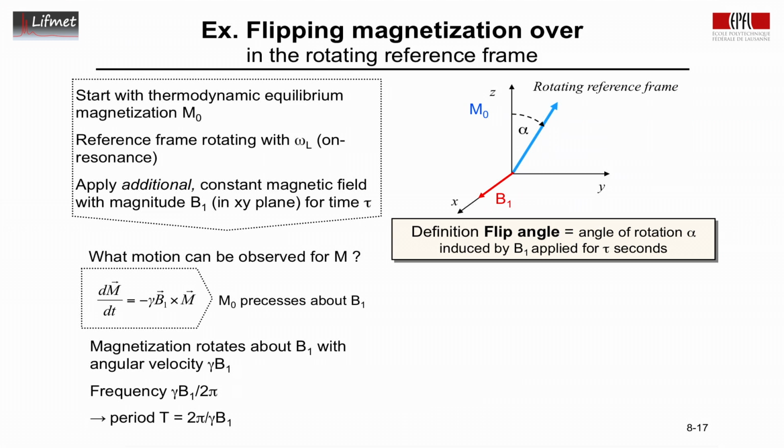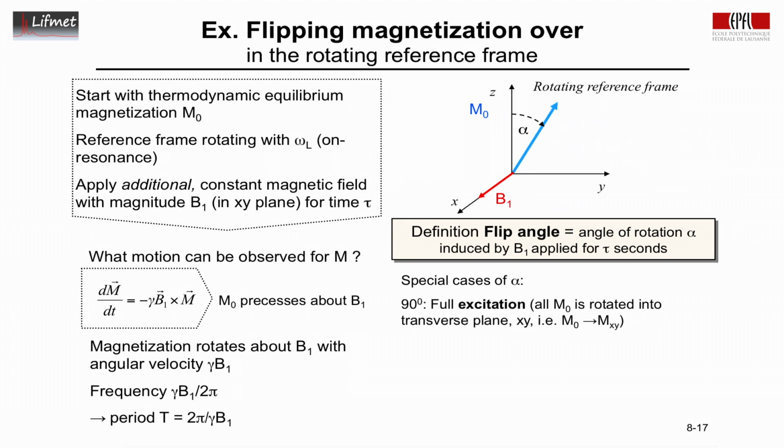What are the special cases of the flip angle alpha? Special cases are 90 degrees. If alpha is 90 degrees, we call that excitation or full excitation. That is, all the magnetization that's along Z, here in this example the equilibrium magnetization, is rotated into the transverse plane. So we rotate M0 from being along Z into magnetization in the transverse plane, and we often call this MXY for the transverse magnetization. So that's this case here. We have rotated the magnetization into the transverse plane.